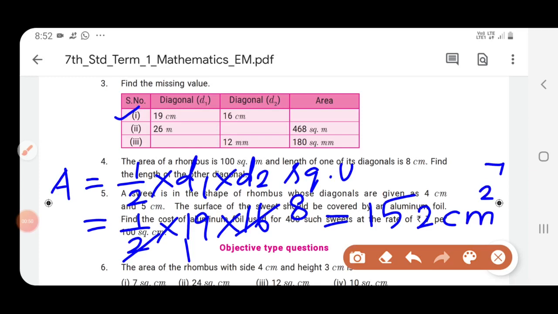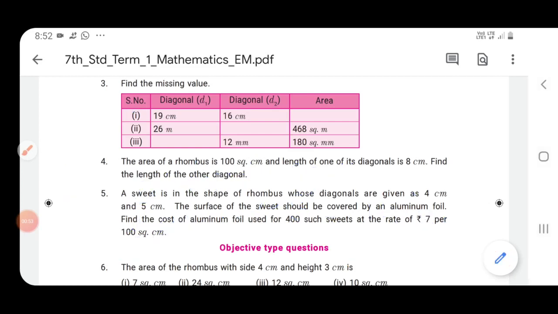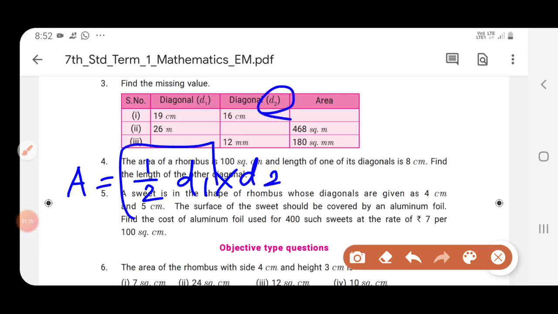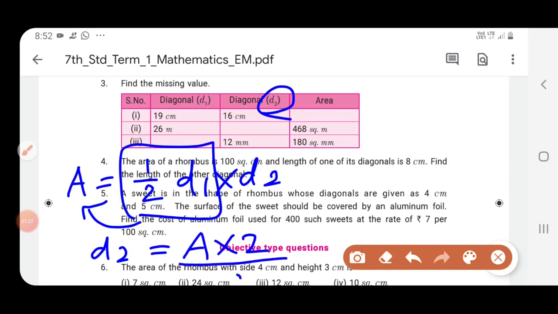Next we will see the second subdivision. That is 26 centimeter is D1. Area is 468 square meter. Here we have to simply rearrange the formula first. Area is half into D1 into D2. We need to find D2 here. So we have to take half D1 to that side. So D2 equal to A. Now 1 by 2 will move from RHS to LHS, and it will change as 2. Now D1 is multiplying here. If it moves to LHS, it will change as divided by D1. Multiplying is changed as division.